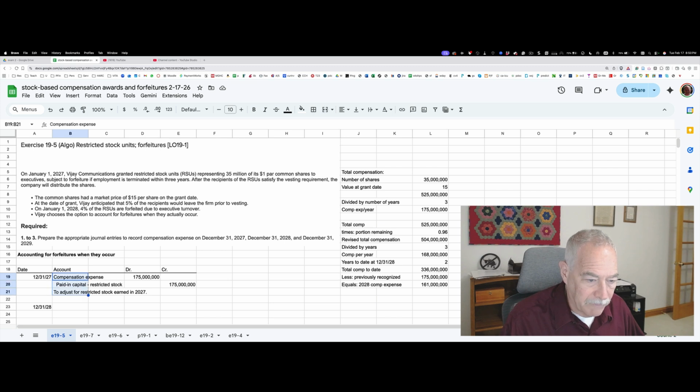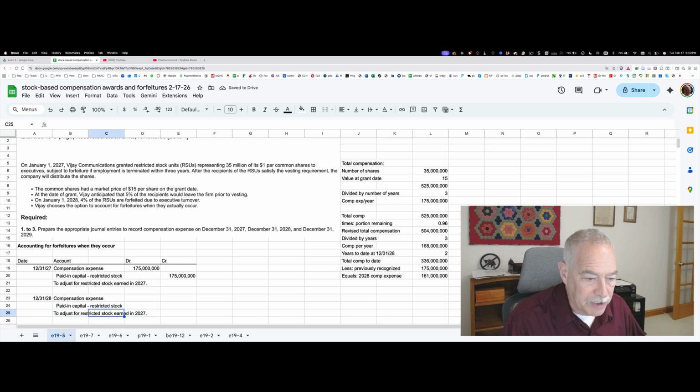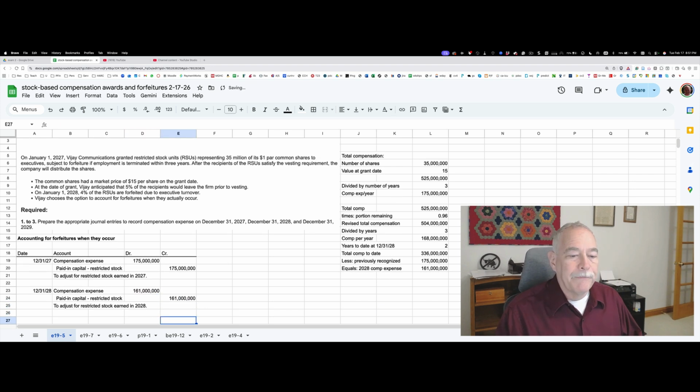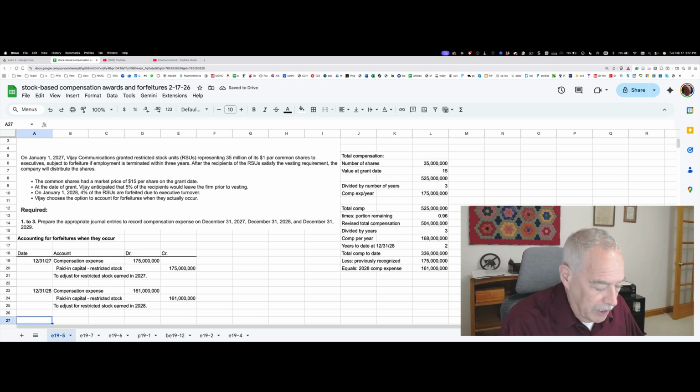And I'm going to take all of this, copy it down here because I'm lazy. I'm going to change this to adjust for restricted stock earned in 2028. And that's going to be equal to the 161 million here. And we have a credit there. Now what happens in 29?